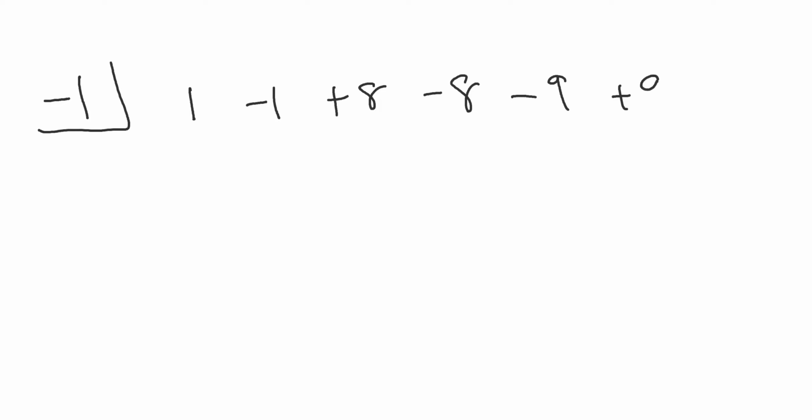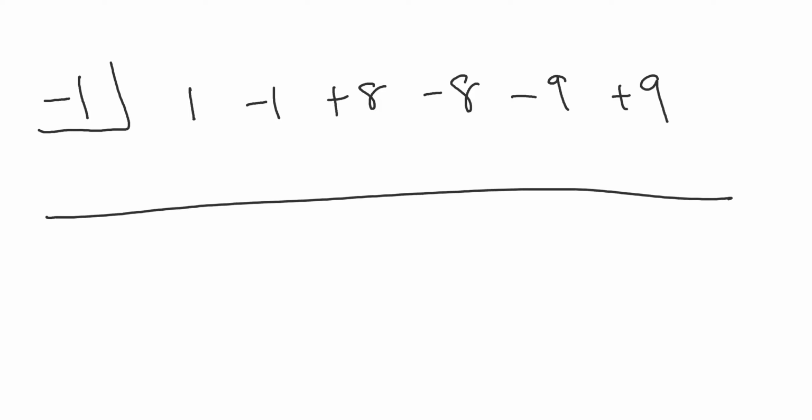If we want to do the factor -1, our coefficients are 1, -1, -8, switching this around, 1, -1, +8, -8, -9, +9. Okay, set our line here, drop this guy down, and go through our long division.